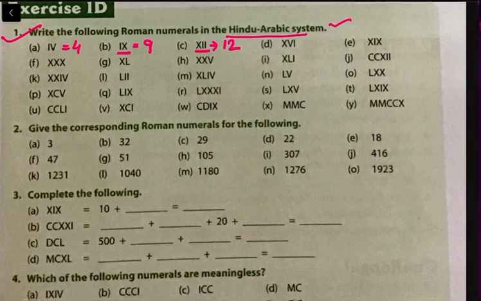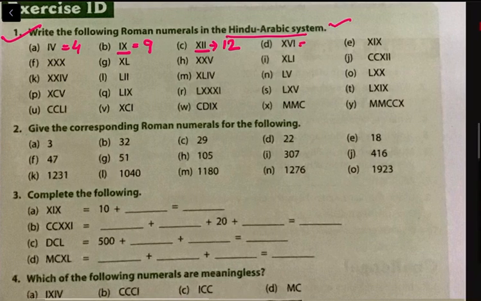XVI means 10 plus 6, it is equal to 16. XIX means X plus IX. IX stands for 9 and X stands for 10, so it is equal to 19. XXX is equal to 30.